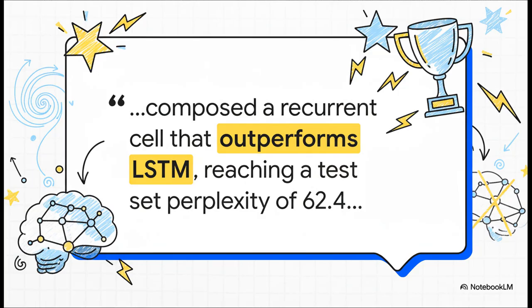And you know what? These methods worked shockingly well. This quote here points to a huge moment. An early NAS system actually designed a component that blew past the best human-designed version at the time, something called an LSTM. It reached a lower perplexity, which is just a fancy way of saying it was much better at predicting things. This was the proof. An automated search could actually beat human intuition.